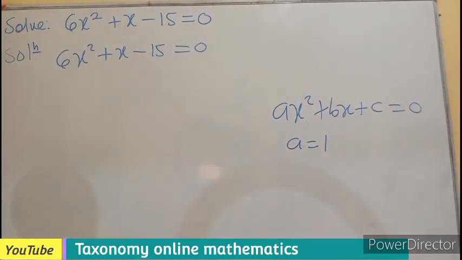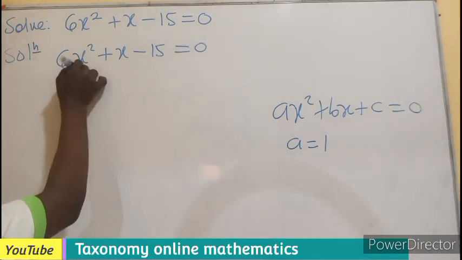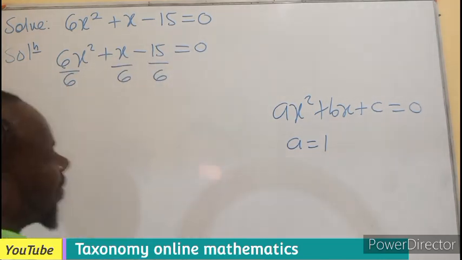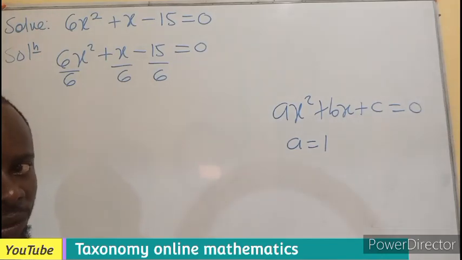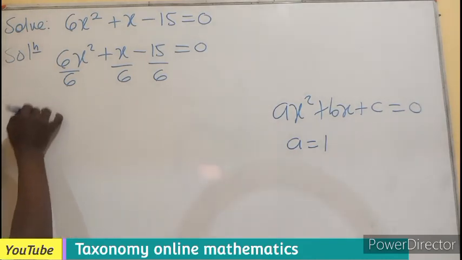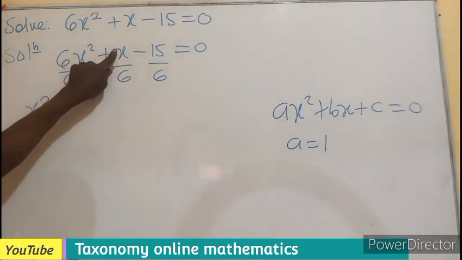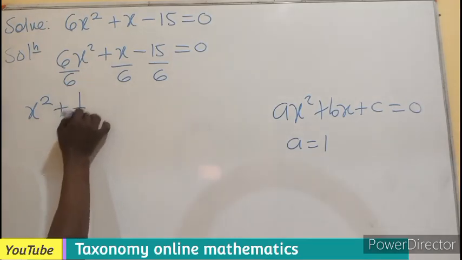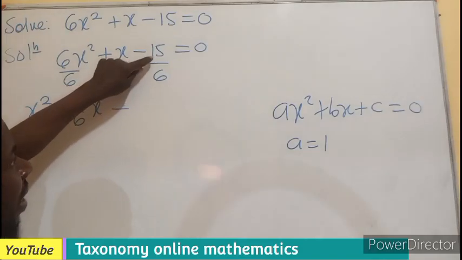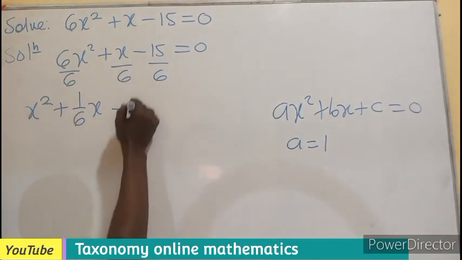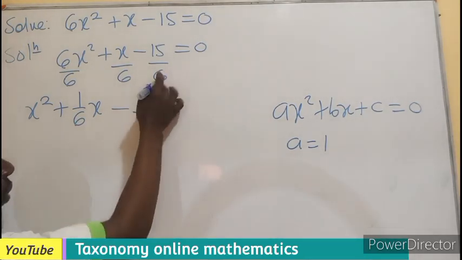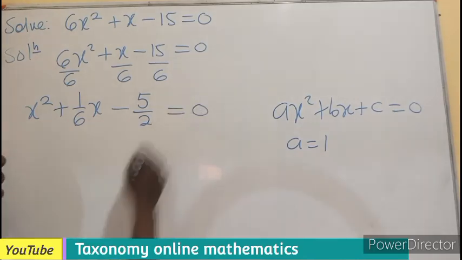So let's pick the first step. We divide by 6, by 6, by 6, by 6. But we know 0 divided by 6 will still give us 0. So this will cancel to give us our x squared. Don't forget there's a 1 here. Plus 1 on 6x minus, I can see a common factor of 3 going into 15, 5 times, going into 6, 2 times, equals 0.